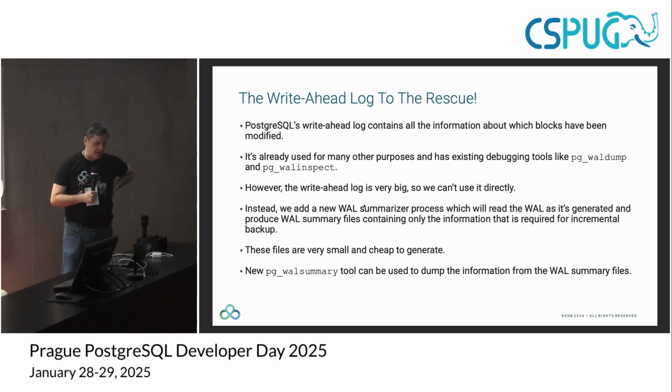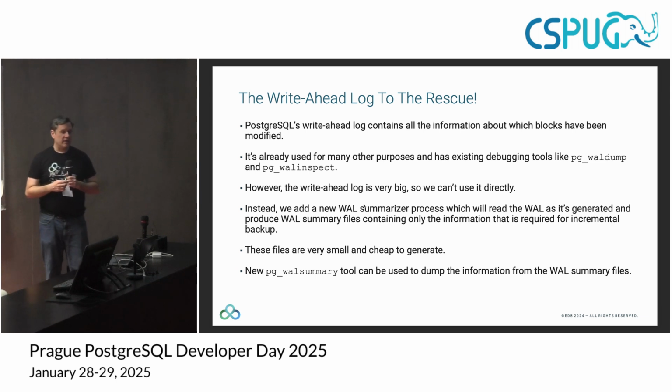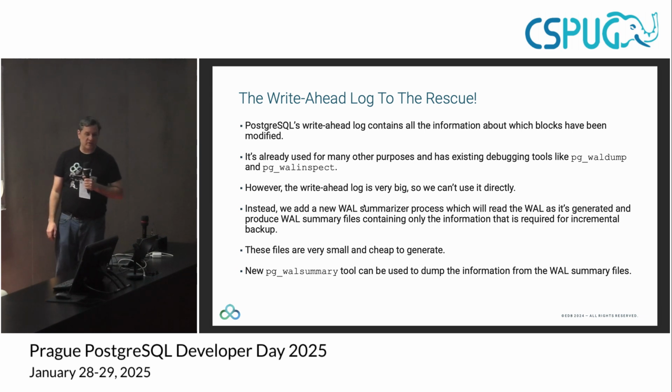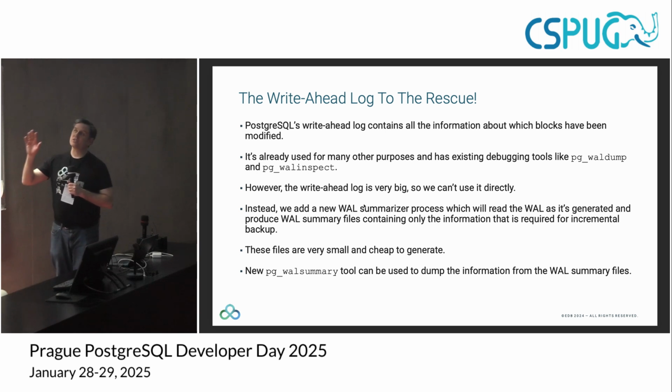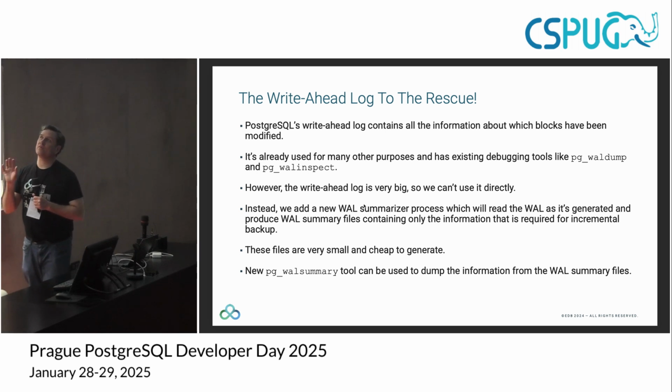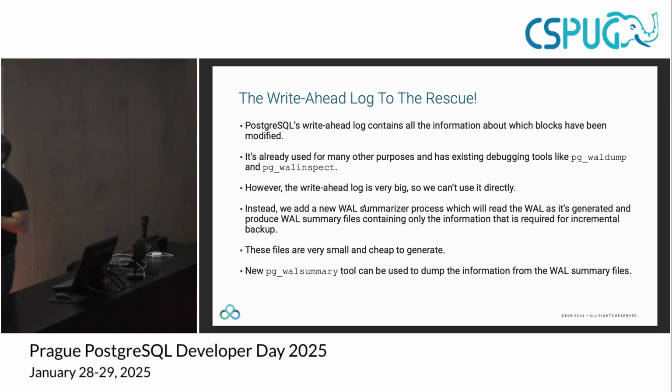And the way that I did that is I added a new WAL summarizer process, which reads the write-ahead log as it's generated, and it produces WAL summary files that contain only the information that is 100% required for incremental backup. The actual write-ahead log tells us how each block was changed. We don't care about that. It tells us how many times each block was changed. We don't care about that either.